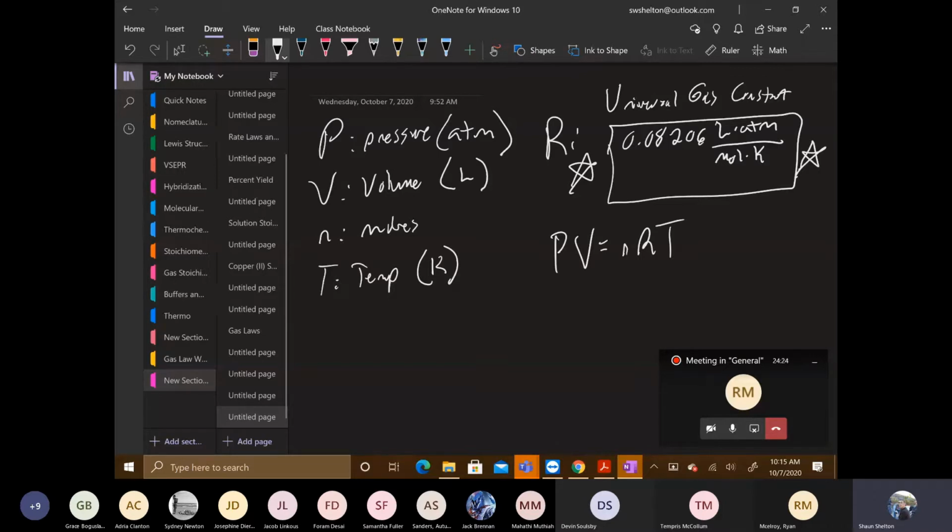How many have heard of the ideal gas law in a different class? Anybody? I have. What do you remember much about it? Is this what you remember about it? That's basically it. Okay.